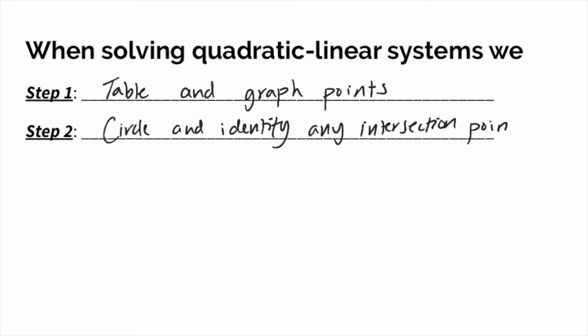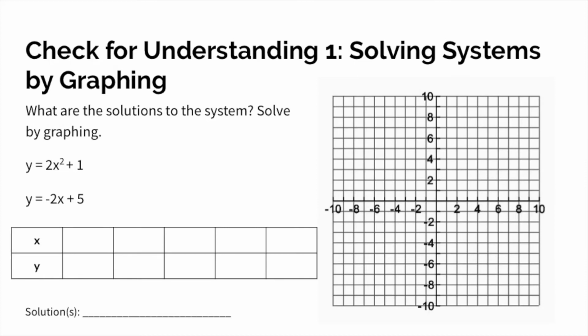And the reason why I'm looking for intersection points once again is just because intersection points represent solutions to a system. So we have a check for understanding over here. Why don't we pause, where you just work on this on your own, where you're trying to find the solutions to the system where you have one quadratic equation and one linear equation. Take a minute to just pause the video here and work on this on your own.